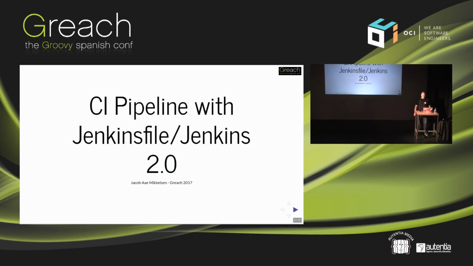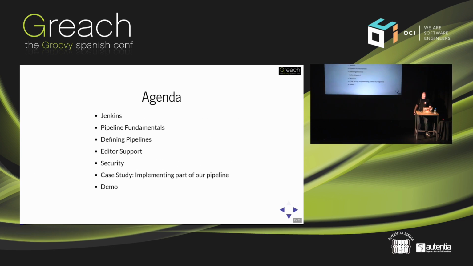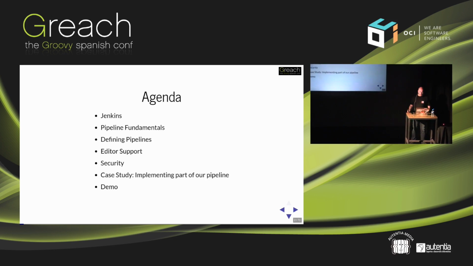This is a talk on CI pipeline with Jenkins 2.0, and thanks for showing up this early. So a bit on the agenda. We're going to talk about Jenkins, of course, a little bit about pipeline fundamentals. How do we define pipelines? Some editor support, some security.